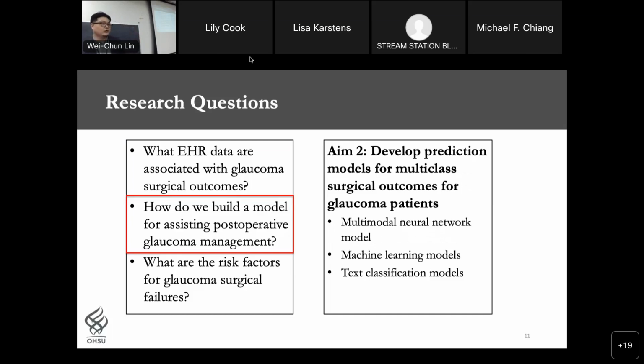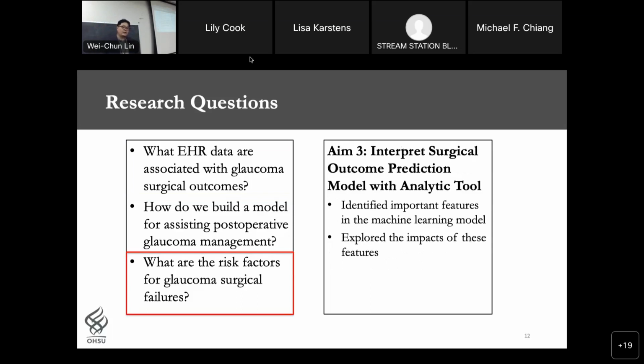So in Aim 2, I developed several machine learning and deep learning models using both structured and unstructured EHR data to predict multi-class surgical outcome, including surgical success, surgical failure due to high IOP, and surgical failure due to low IOP. For the final aim, I try to explain the developed model in Aim 2 and to identify the important features or explore the impact of these features on the prediction result.